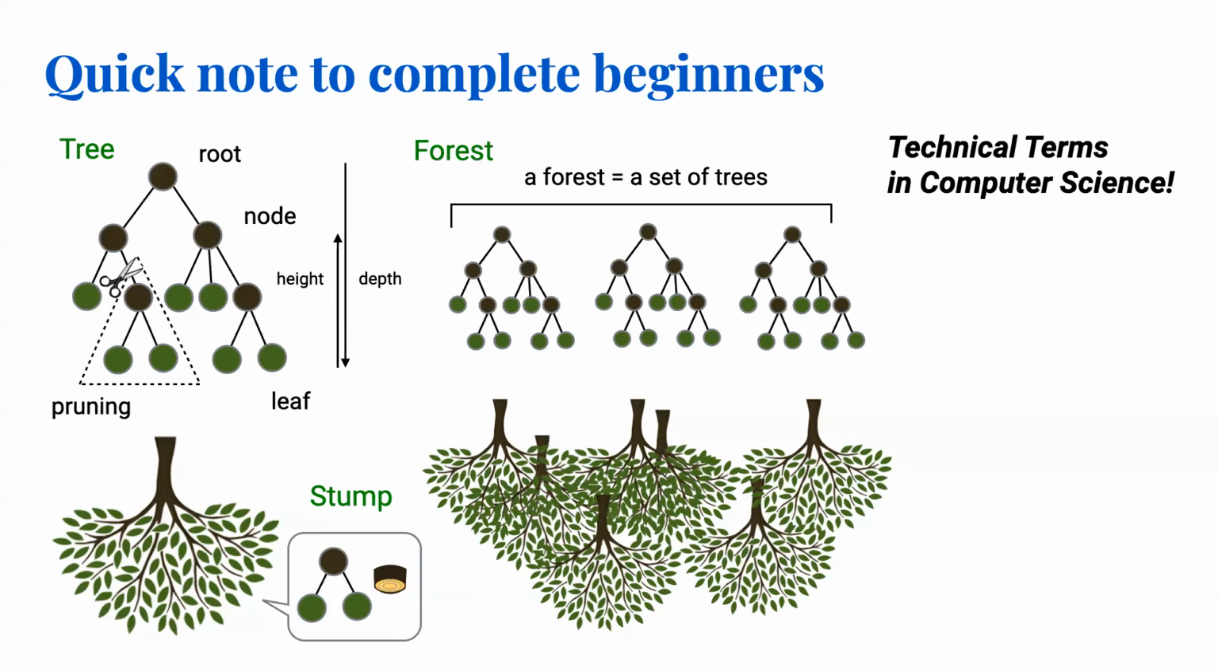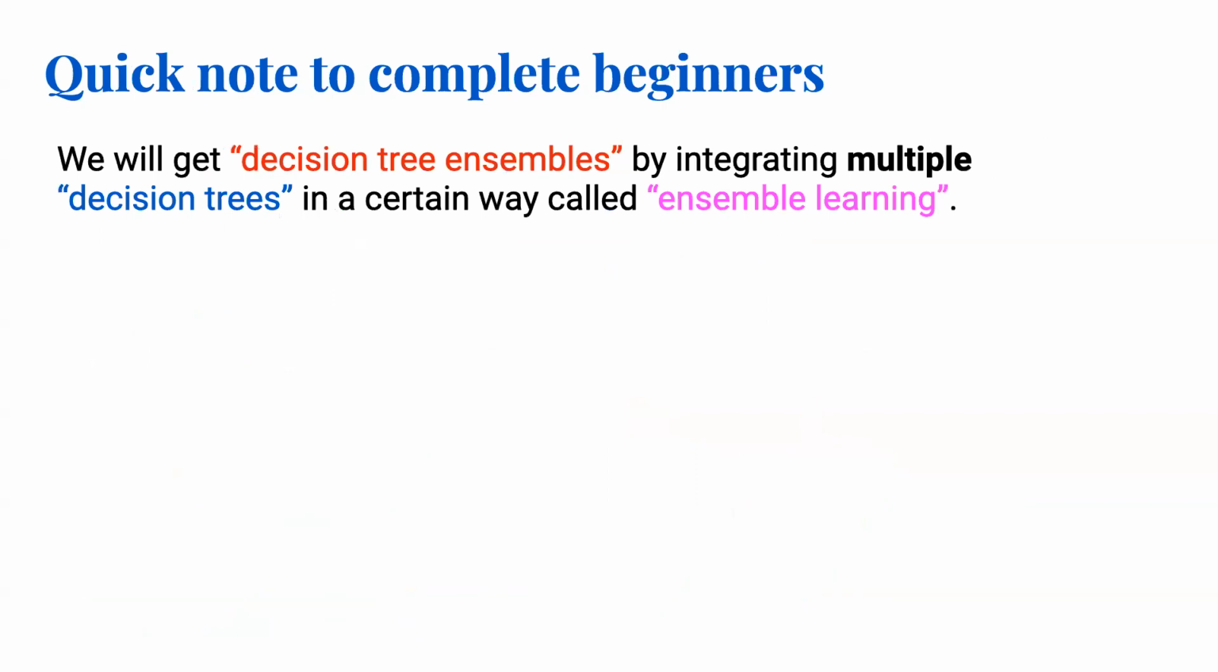These are technical terms in computer science, especially for data structures and tree shapes. And I don't know why, but computer scientists draw a tree upside down. So I would draw a tree like this, but this is a tree, I mean, the data structure. The entire topic is the decision tree ensemble, or for short, tree ensemble algorithms. This is basically integrating multiple decision trees in a certain way, called ensemble learning. So we will need to learn decision tree algorithms and ensemble learning algorithms.